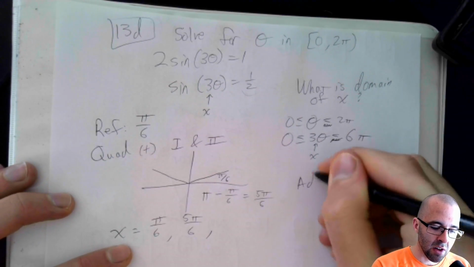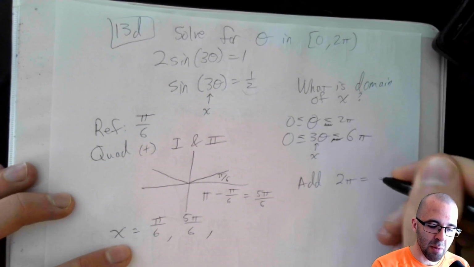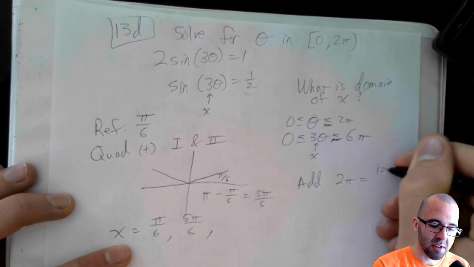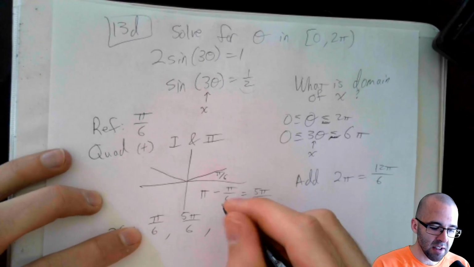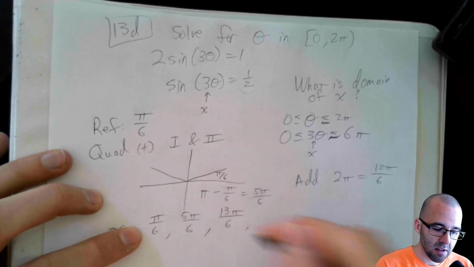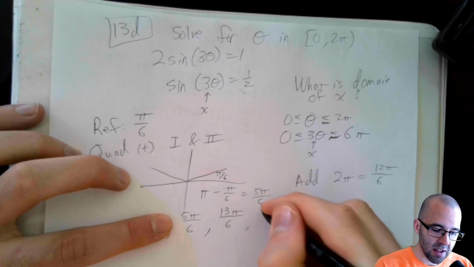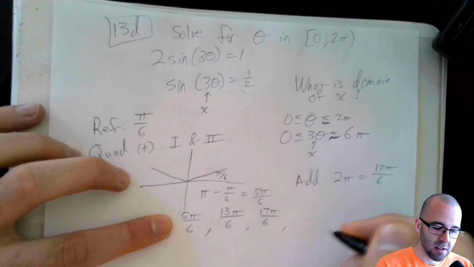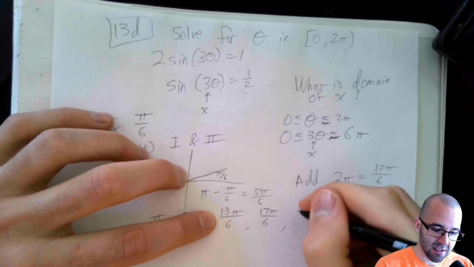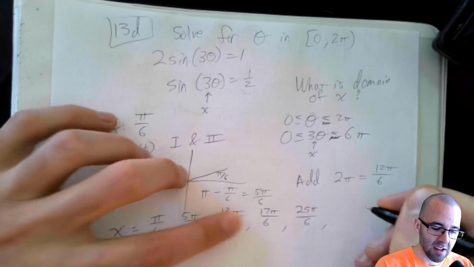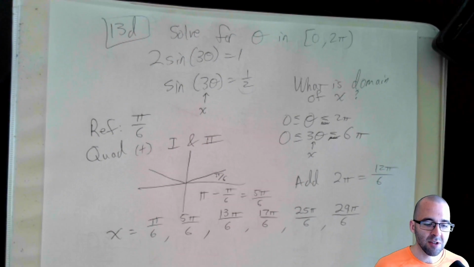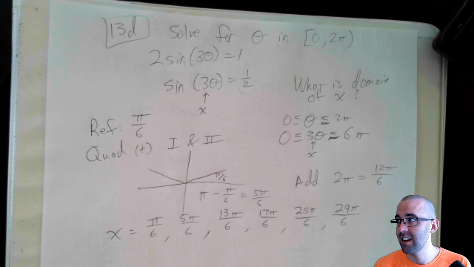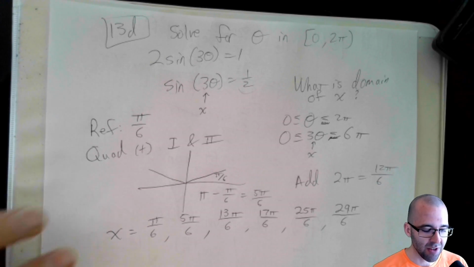So right, you're going to be adding 2 pi, and remember 2 pi is 12 pi over 6. So add 12 pi over 6 to this one, 13 pi over 6. 12 pi over 6 to this, 17 pi over 6. Another 12 pi over 6, 25 pi over 6, and another 12 pi over 6, 29 pi over 6. And those are our 6 answers for x. And again, if you get this far and then mess up, I'm only going to take off 1 point if you don't go any further.